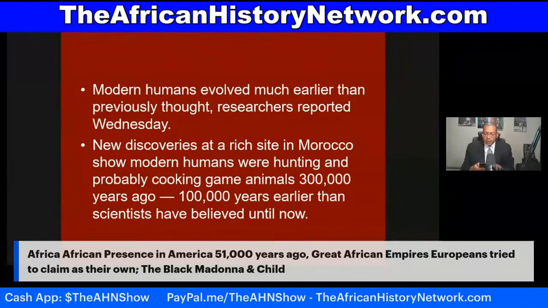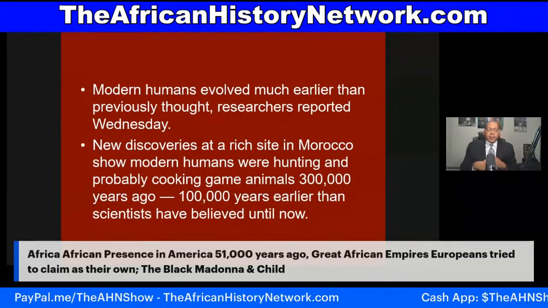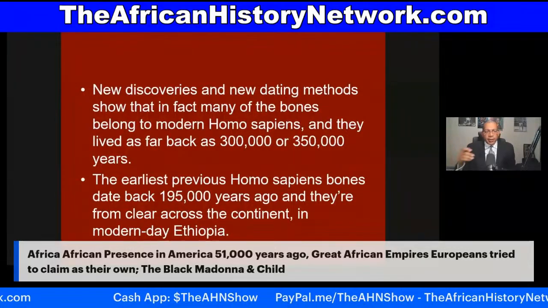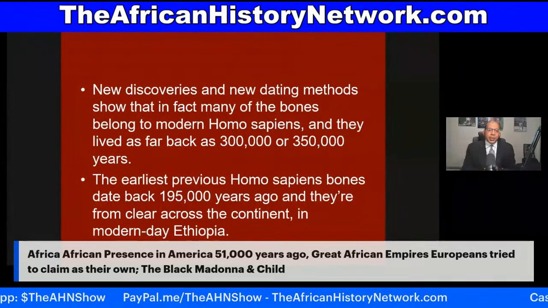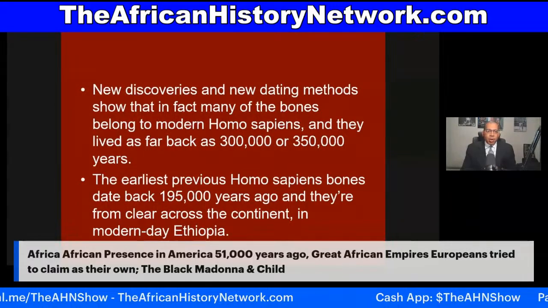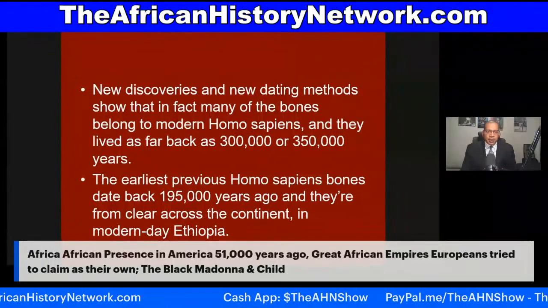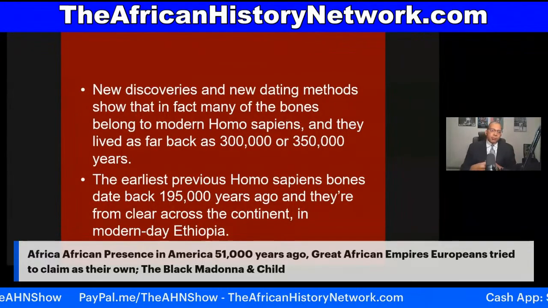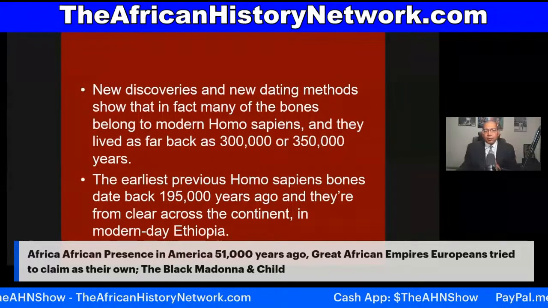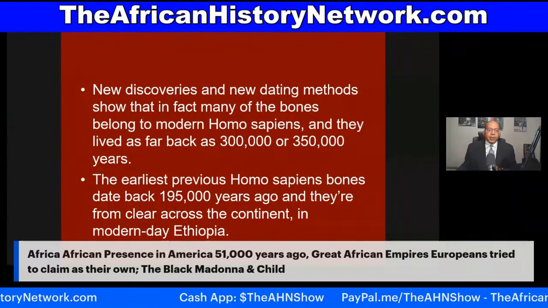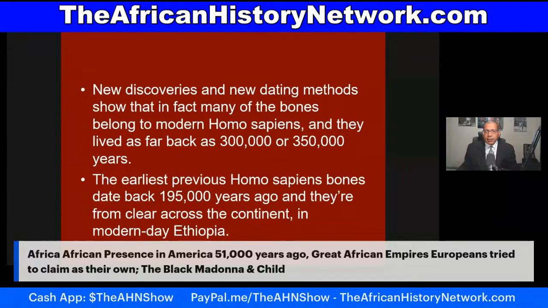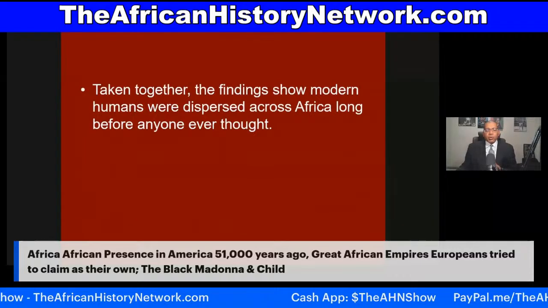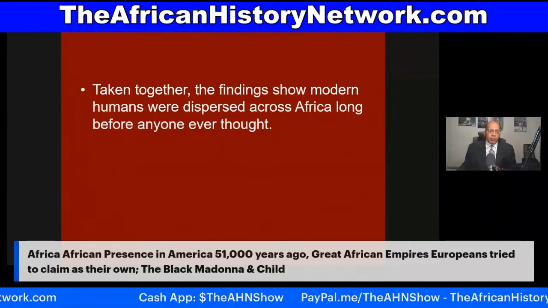Until now. So this is over 100,000 years earlier than the discovery in Ethiopia that dates back about 195,000 years ago. New discoveries and new dating methods show that, in fact, many of the bones belong to modern Homo sapiens, and they lived as far back as 300,000 or 350,000 years ago. The earliest previous Homo sapiens bones date back 195,000 years ago, and they're from clear across the continent in modern-day Ethiopia. Taken together, the findings show modern humans were dispersed across Africa long before anyone ever thought.